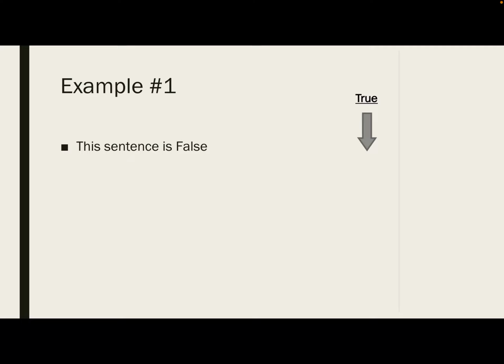Assuming this sentence is true, what does that mean? It means what the sentence says is true. What does the sentence say? It says the sentence is false. So, that's true. The sentence is false. It is truly false. That's a true statement that it's false. So, that means that the sentence is false. If this sentence is true, the sentence is false. And that's where the paradox kind of comes into play.